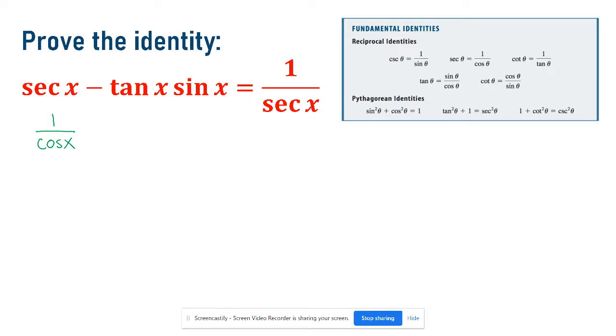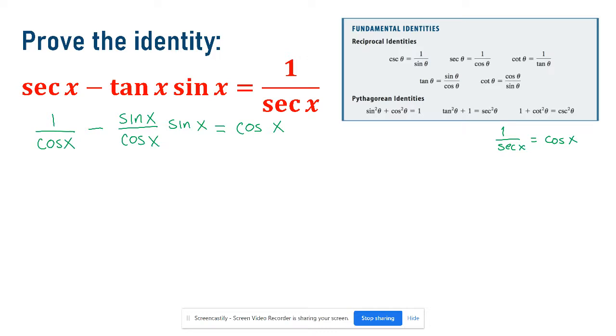Tangent, I know tangent is sine over cosine. So I'm going to write it that way, sine of x over cosine of x. Then I still have this sine of x here. That's already sine. I'm just going to leave it there. On the other side, I have 1 over secant. So again, secant is the reciprocal of cosine. So I'll just write this off to the side. 1 over secant is going to be equal to the cosine, because they're reciprocals of each other. So this is going to be equal to cosine of x.